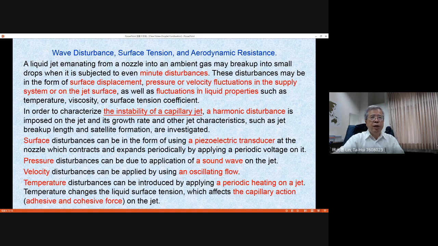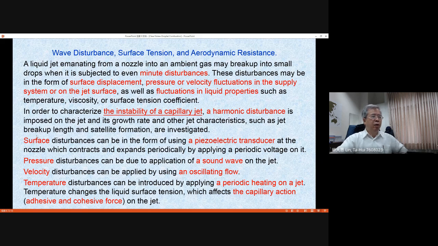The other one is velocity or pressure fluctuation in the supply system or on the jet surface, and those fluctuations may even come from the liquid properties, for example, temperature, viscosity, and surface tension. This is the general comment on the breakup of a liquid jet into small droplets. Then I will tell you how to make this possible in the experiment. We already mentioned those disturbances may come from surface displacement, pressure and velocity fluctuation, and also fluctuation in liquid property.